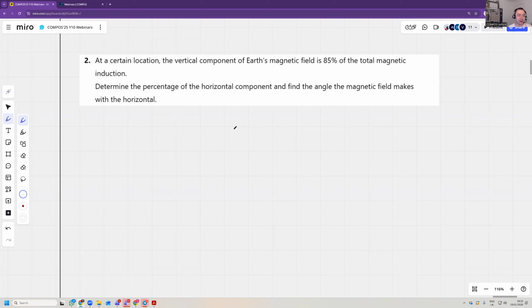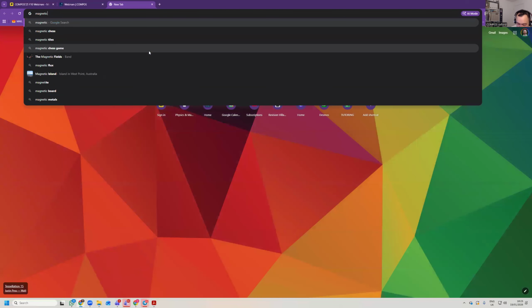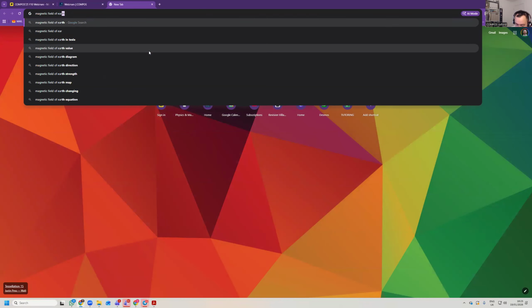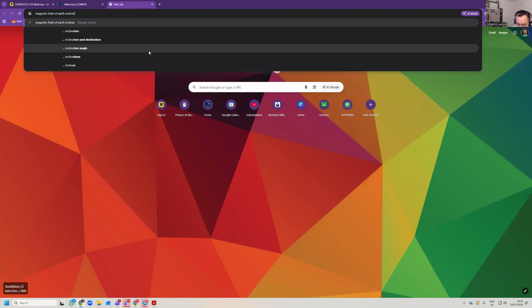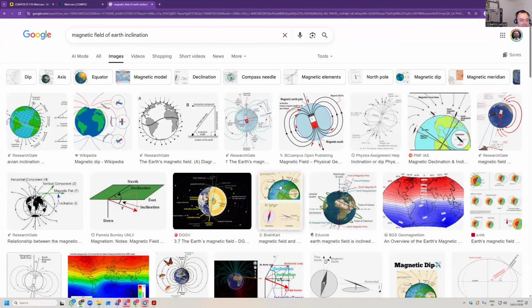At a certain location, the vertical component of Earth's magnetic field is 85% of the total. Find the horizontal component. Well, that seems very obvious, right? Like, if you have a magnetic field, so what does that mean? Well, magnetic field of Earth, inclination. Hopefully, we can get some ideas.